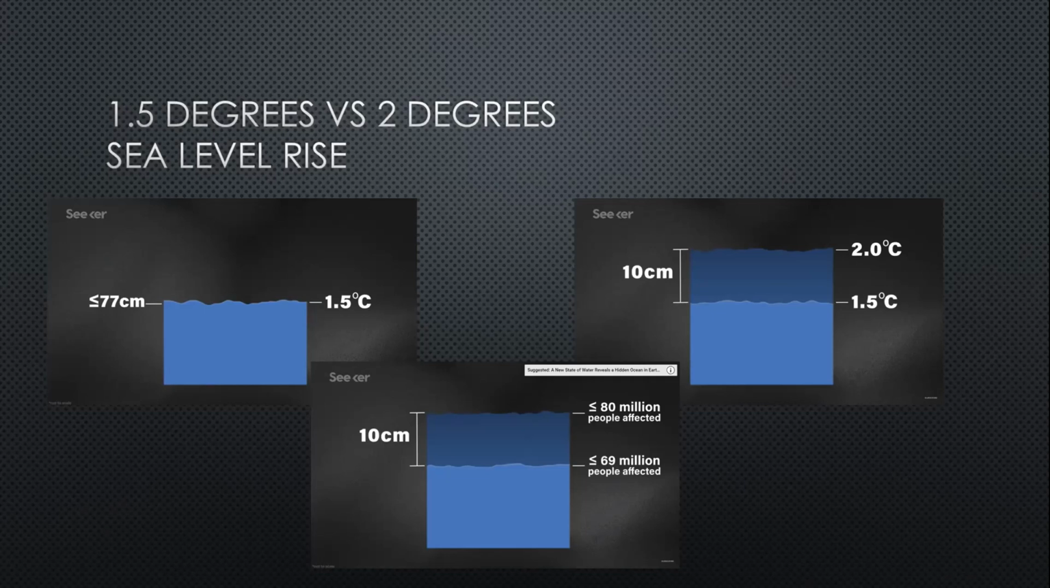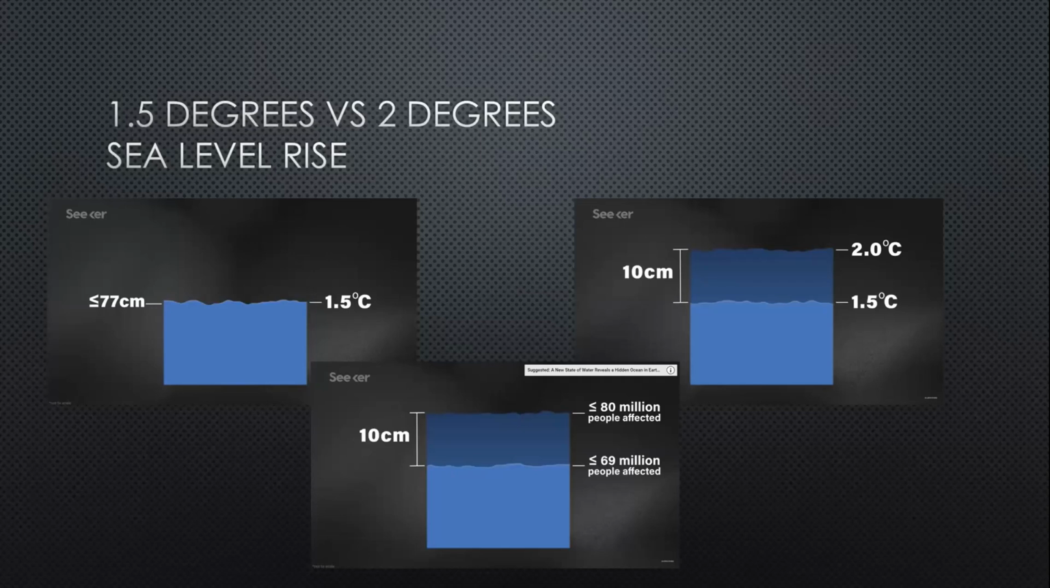Now, at 1.5, it means about 69 million people would be affected, meaning taking into account the people right now who live in coastal areas, okay? If we get to 1.5, what would happen? 69 million of those people would be affected and wouldn't be able to live there anymore. Now that becomes a socio-economic problem because they become refugees and all sorts of problems arise. But if we go to 2 degrees, what do we have?